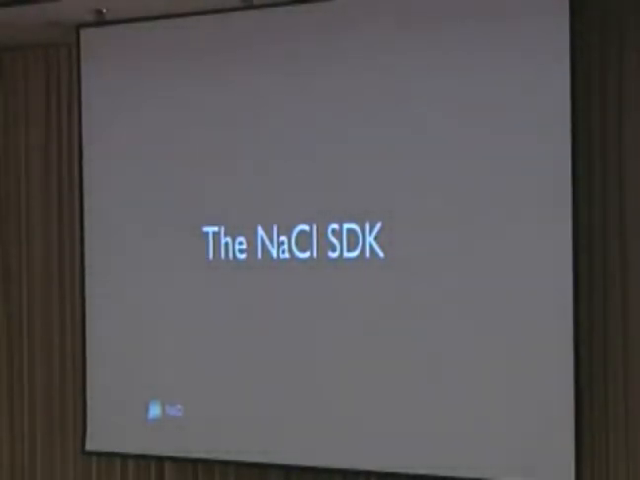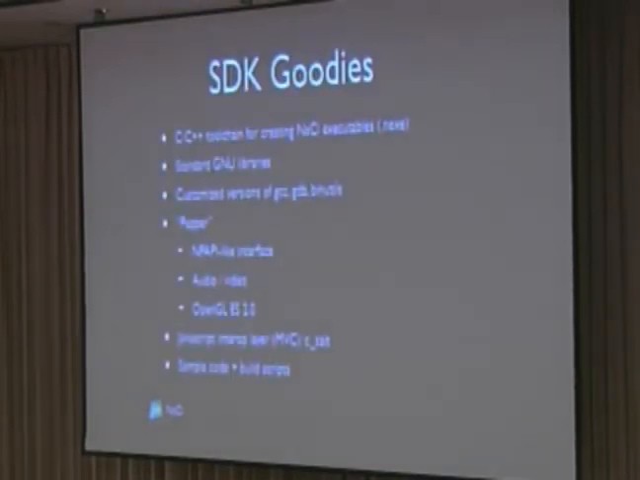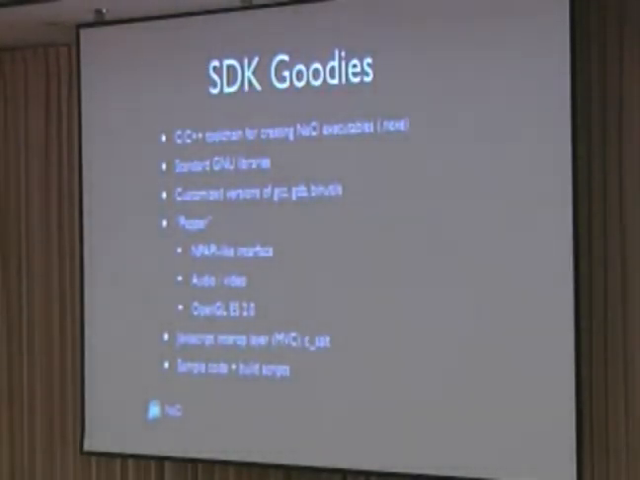So let's talk a little bit about the SDK and how you can actually build a native client module. Some of the goodies that are packaged with the SDK basically wrap up the native client tool chain. You get things like standard libraries, the GNU libraries. We have a special version of GCC and GDB for debugging.